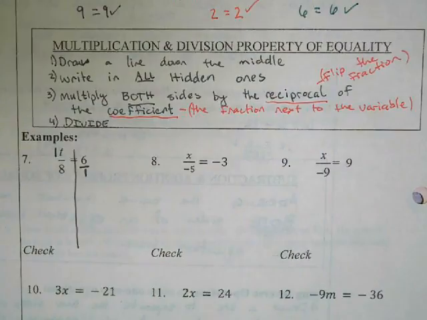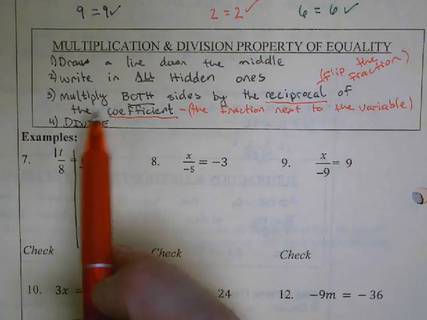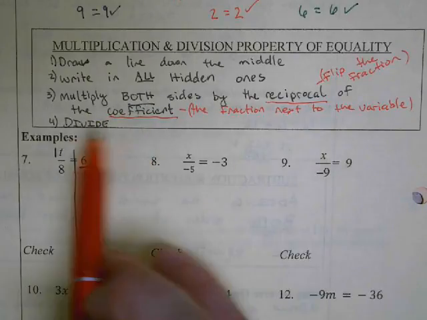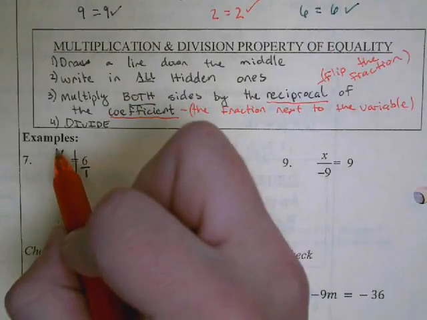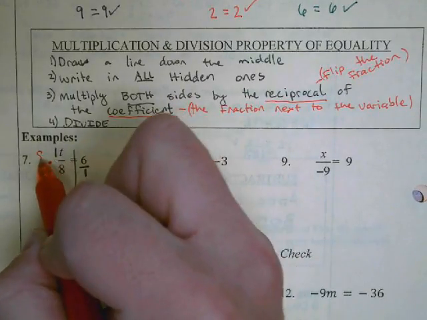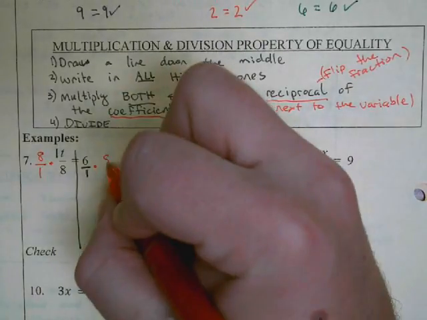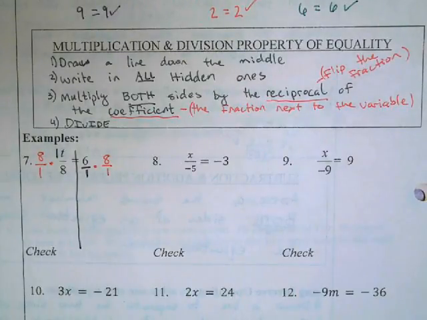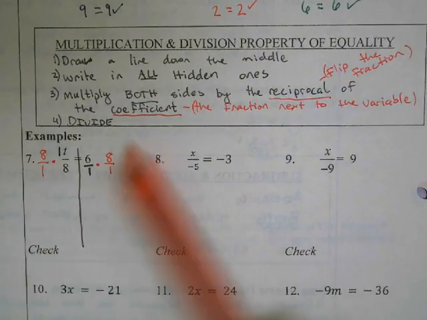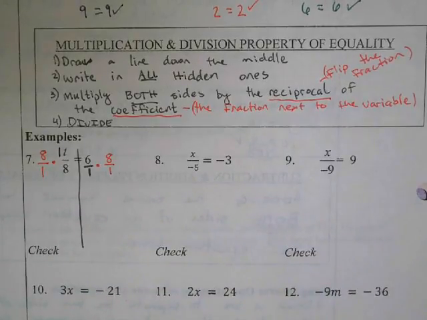Okay, so we draw our line down the middle. We write in our hidden ones. Now we'll multiply both sides by the reciprocal of the coefficient. So my coefficient is this 1/8. So I'm going to multiply both sides by 8/1. Whatever I do to one side, I have to do to the other. Now the reason why this is, and I'm only going to show you exactly why on number 7, and then we'll be able to quickly do it on the rest of them.